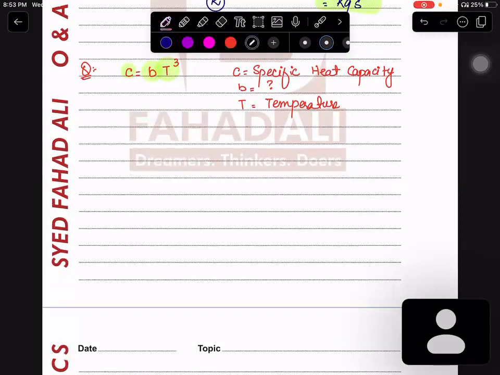Now first we need to find out the base unit of C. Aiza and Musaf, what is the formula of specific heat capacity? Q is equal to MC delta T. This is what you have read in O levels. Yes, sir. Okay, now you need to find out the base unit of C.